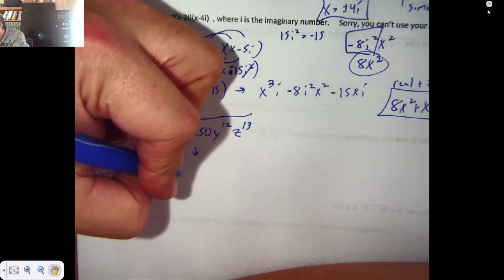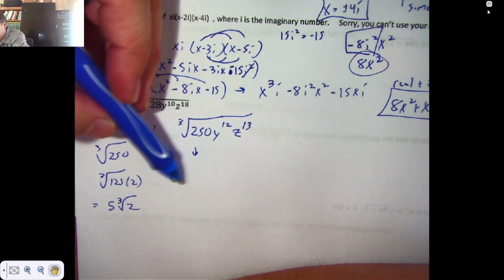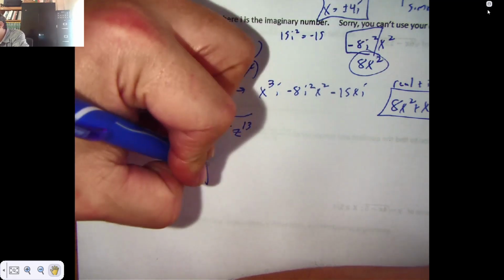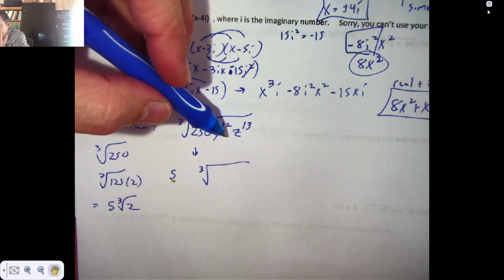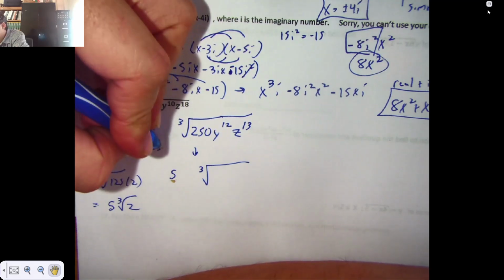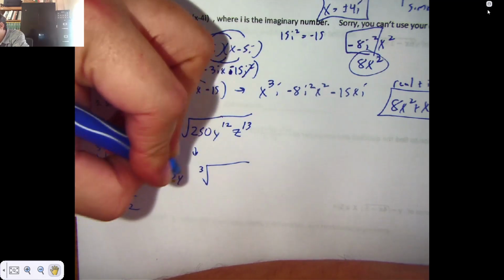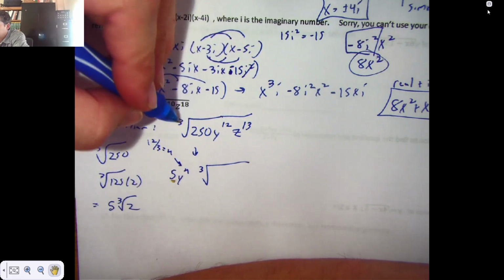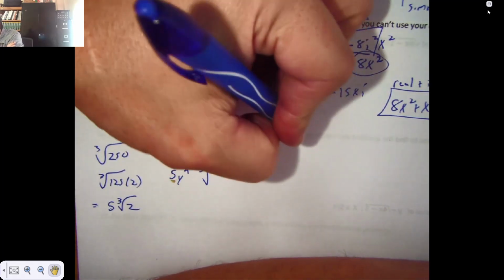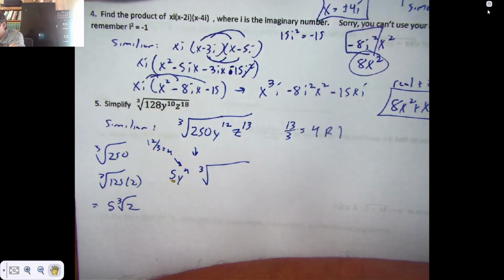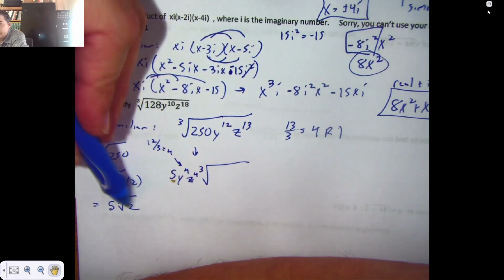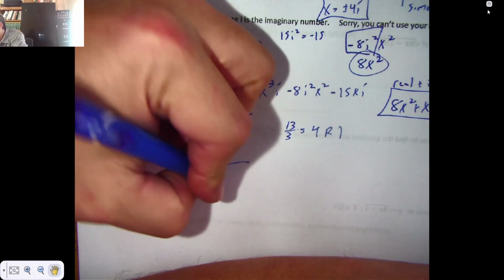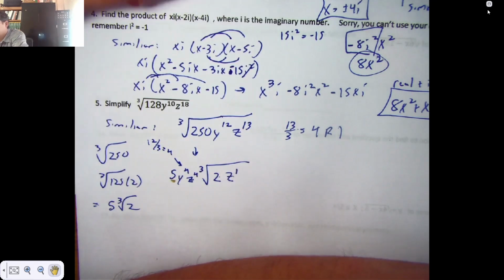All right, so we got a 5. I'm going to leave a lot of space for y's and z's. Cubic roots. 3 enters 12 4 times. Remember that 12 over 3 is 4. Y to the 4th. How many times does 3 enter 13? 13 over 3 is going to be 4 with a remainder of 1. So z to the 4th. Now what's stuck inside is this 2 and a z to the first power.